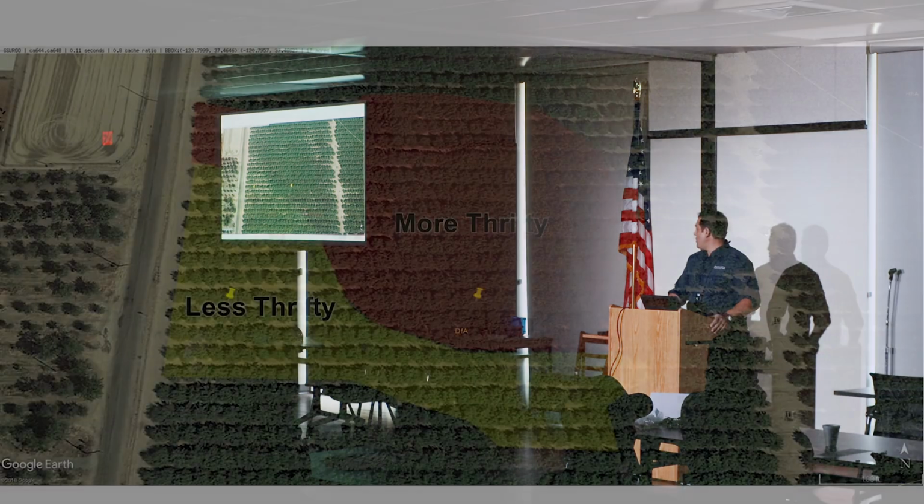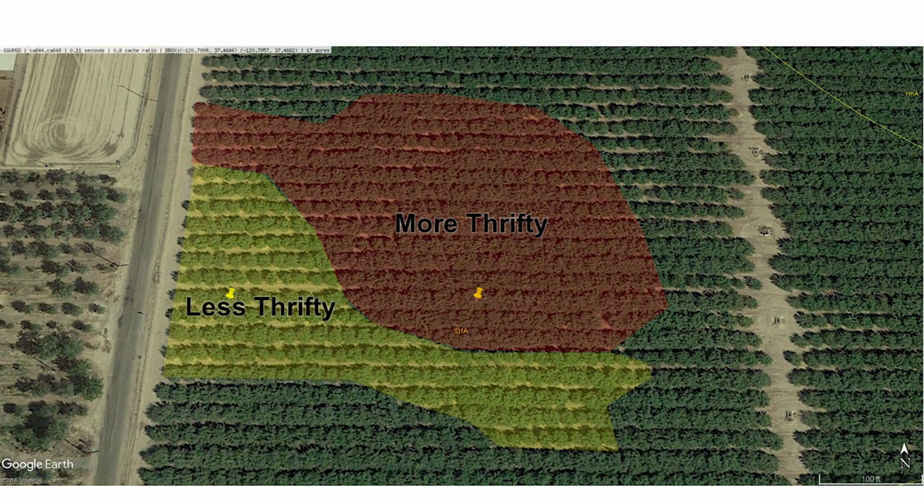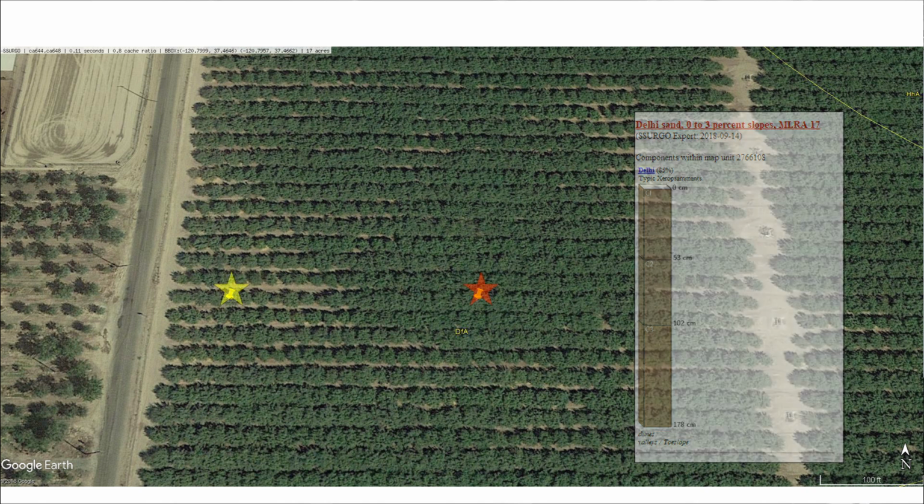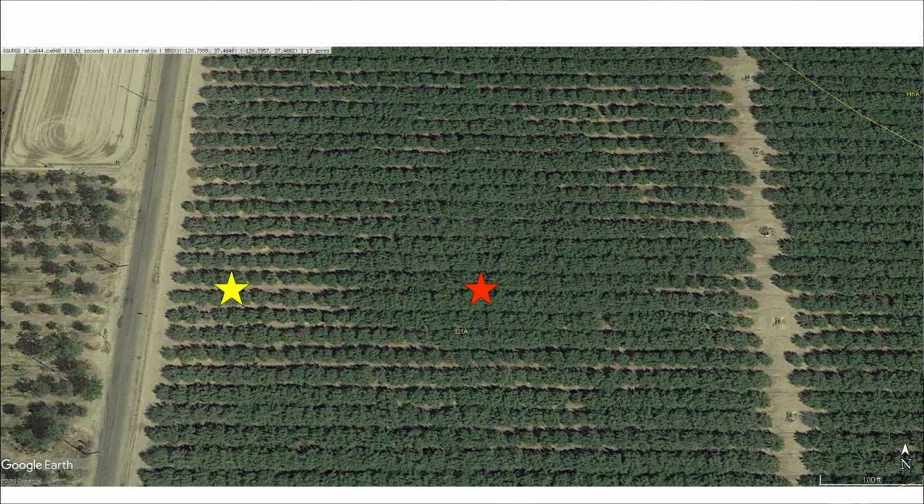So in this example, you can see that there are more thrifty trees in certain parts of the orchard and less thrifty trees in others. Again, my head tends to go to soil first, though it's not always the main cause. And when you look at the soil map, this area has basically the same soil texture. However, if you dig a little deeper, and I do mean that literally, I augered down to 4 feet at the yellow and red star, and then the jars that are going to be popping up denote the type of soil that was at those depths.